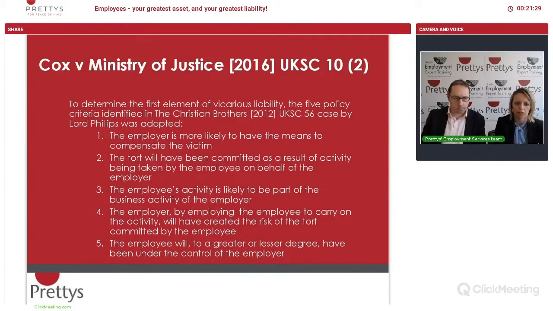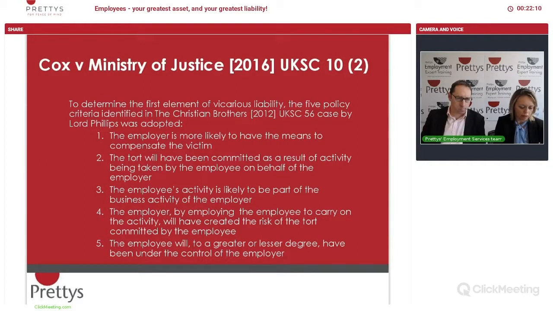We've put the criteria up there for you. It says the employer is more likely to have the means to compensate the victim. The tort would have been committed as a result of activity being taken by the employee on behalf of the employer. The employee's activity is likely to be part of the business activity of the employer. The employer, by employing the employee to carry out the activity, would have created a risk of that tort, that negligence, that assault being committed by the employee. And the employee will, to a greater or lesser degree, have been under the control of the employer. So the Supreme Court went back to this test. This is the test we need to consider when looking at the relationship between the prisoner and the prison service.